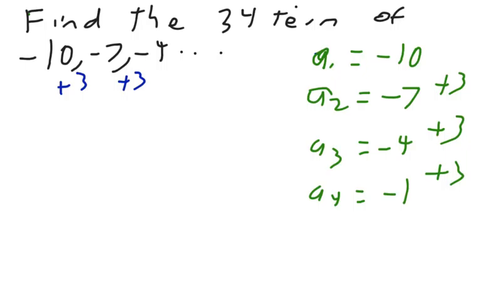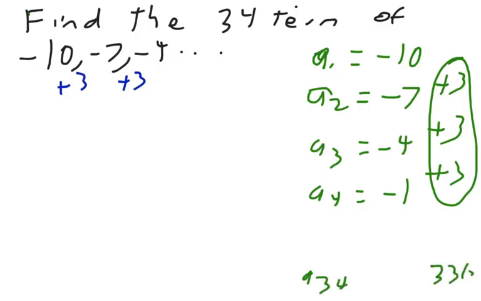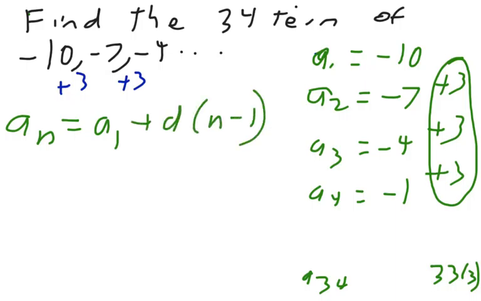So in order to get to my fourth term, I added 3 threes. So in order to get to my 34th term, I'm going to have 33 threes. But again, I'm not going to add them all up because I'm too lazy to do that. So that's why we have this formula: a sub n equals a sub 1 plus d times n minus 1.